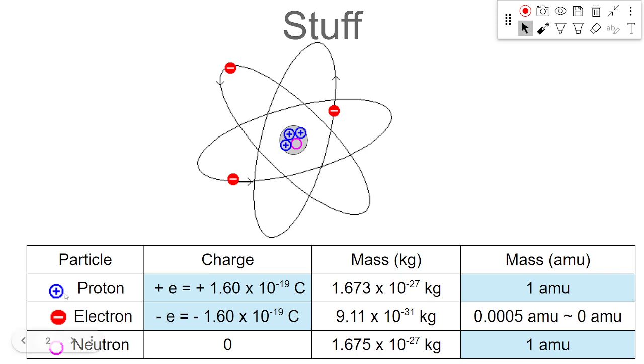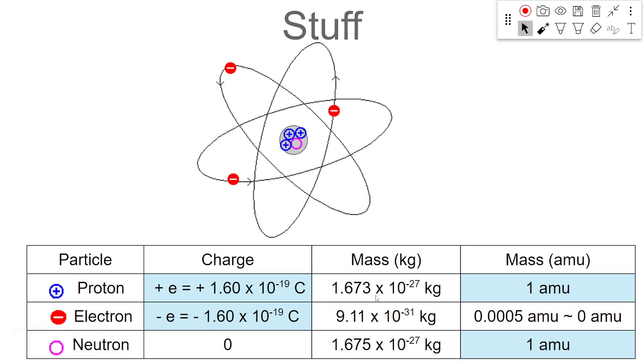But the protons are positively charged. The electrons are negatively charged. The neutrons are neutral. They have no charge. So those charges are listed here. Plus e means the charge of the proton. Negative e would be the charge of the electron. They have exactly the same number, but they're different, positive, negative. That's the only difference. Again, the neutron is neutral with zero charge. So you got a positive charge, a negative charge, and no charge.